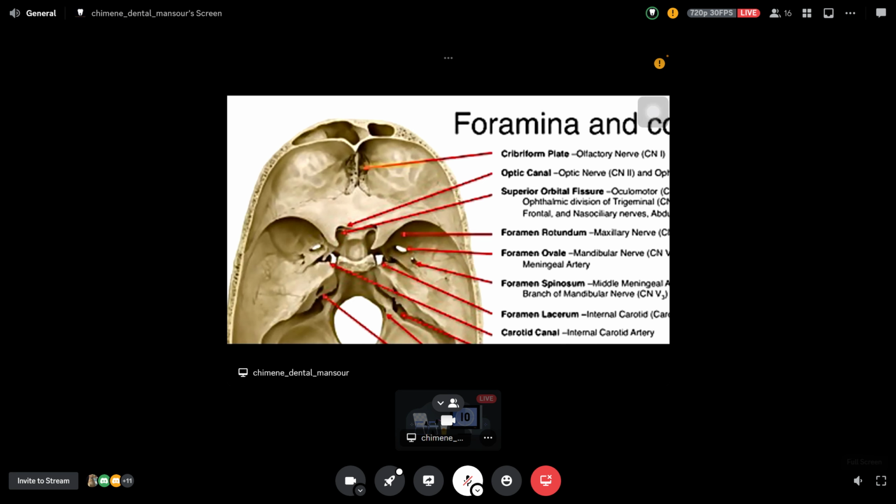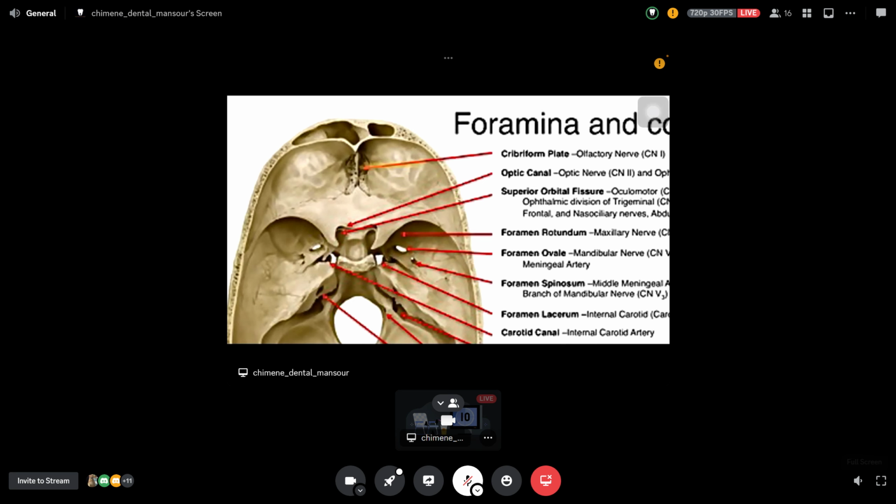So first things first. In the superior part of the sphenoid bone, you have the optic canal, so the passage for the optic nerve, which is cranial nerve 2, and the ophthalmic artery also. And inferior to, so above the optic canal, you have the superior orbital fissure.